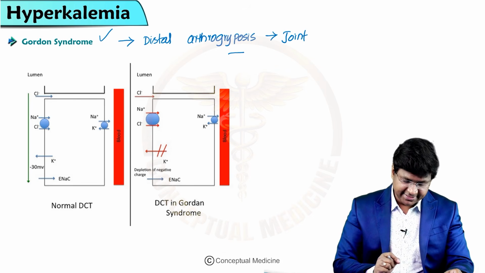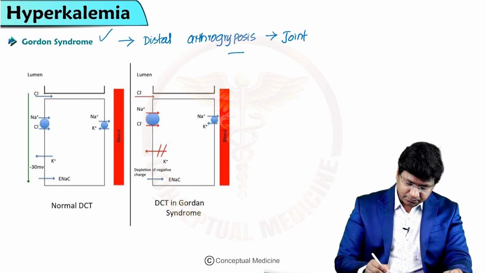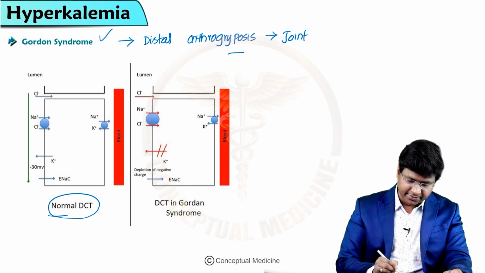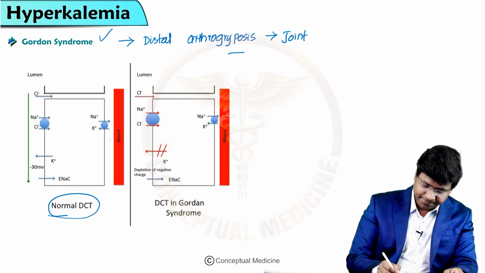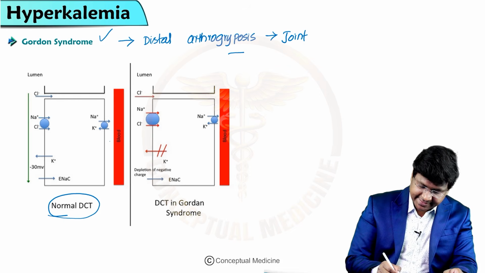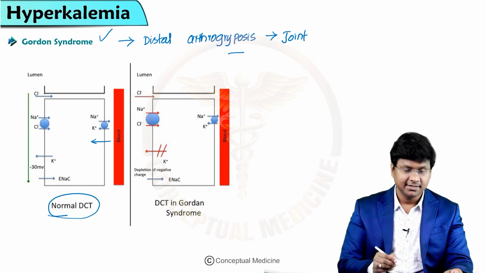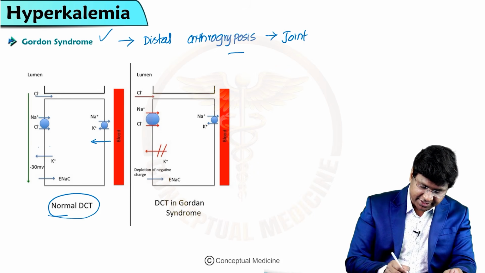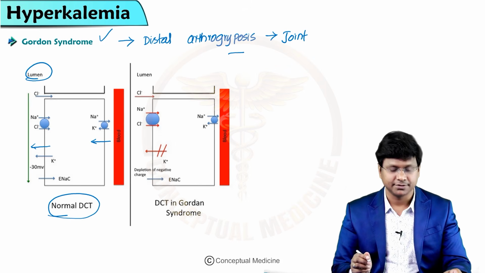Now in these patients with Gordon syndrome, you see this is the normal distal convoluted tubule. What happens in a normal distal convoluted tubule? The potassium is secreted from the blood into the cell, and from the cell the potassium is secreted into the lumen, and potassium is excreted out.